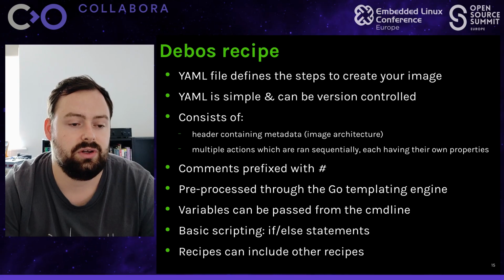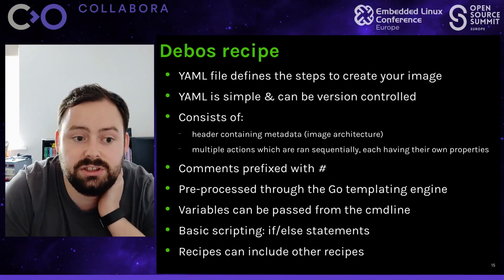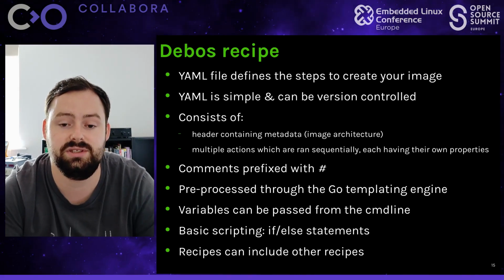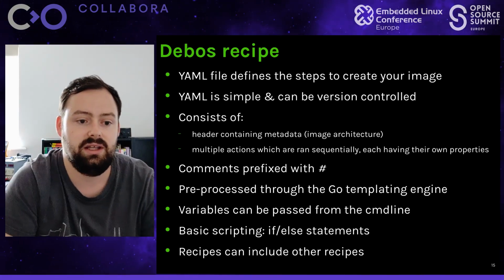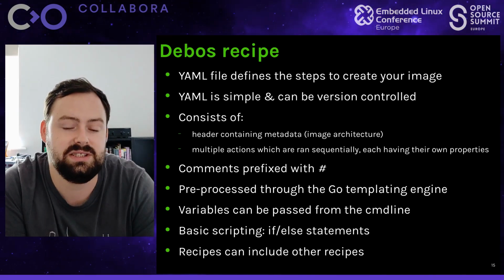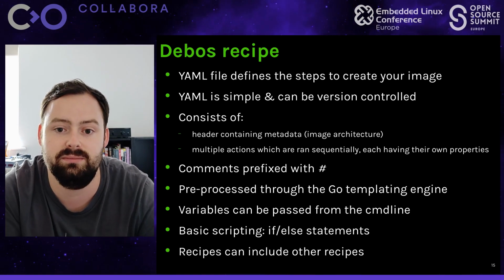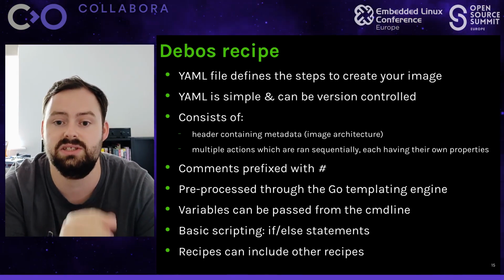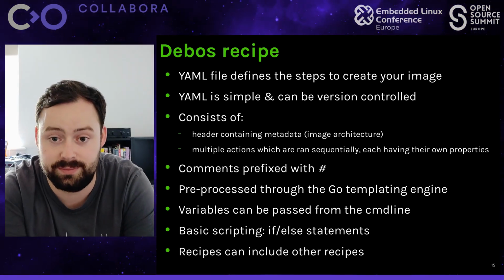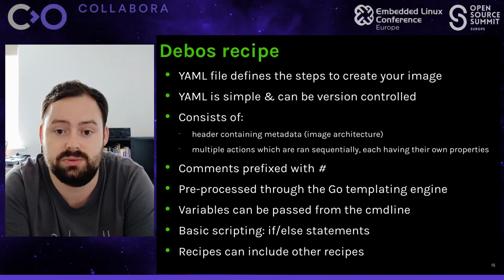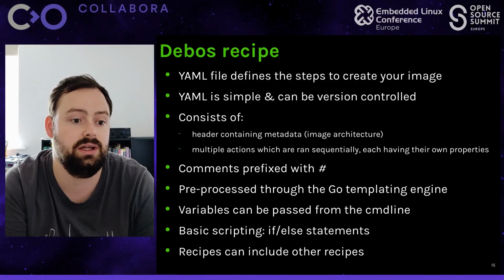So I've kind of alluded to this already, but a DebOS recipe is a YAML file which basically defines the steps the software needs to go through to create the image. YAML is fairly simple and can be version controlled in the same way as any other script, really. So just a Git repository is what I'd recommend. And as we'll see later, that can also help for things like continuous integration.